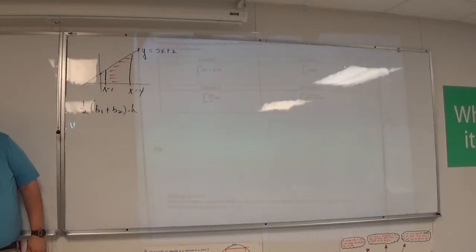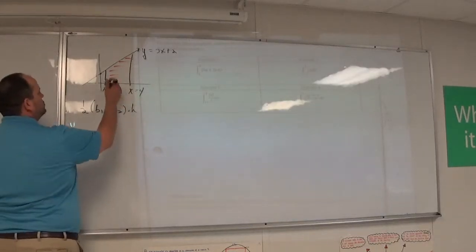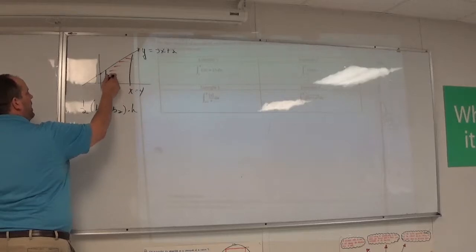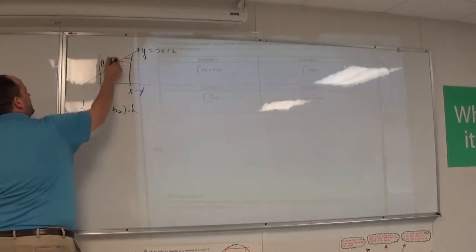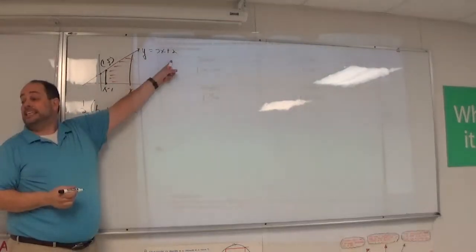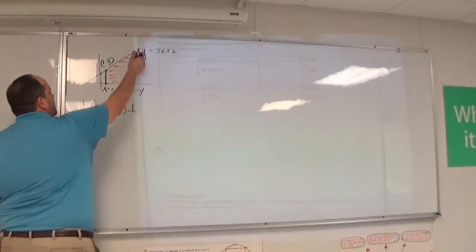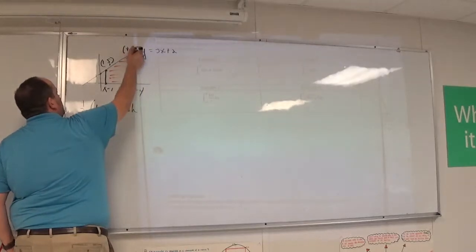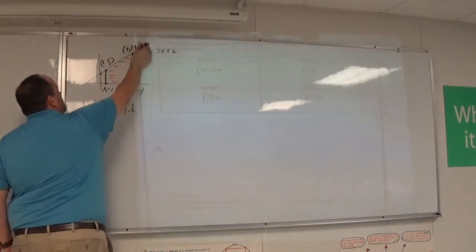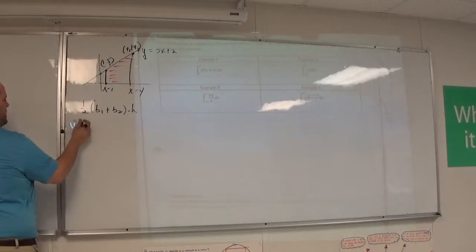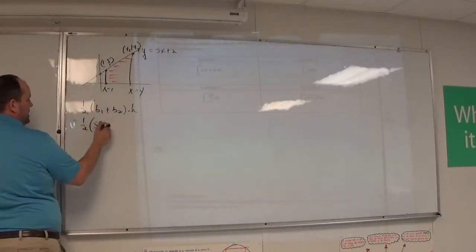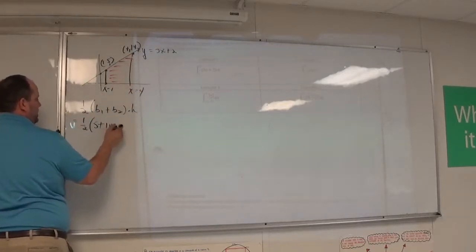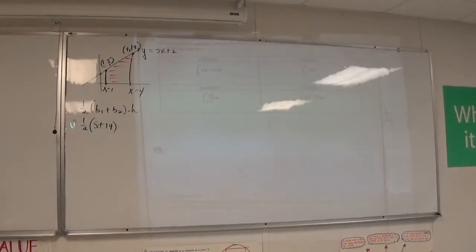Not 1 and 4. The bases, how do you determine the height of the base? You go up to that point on the curve. What are the coordinates there? 1, 5. I know that because this point's on the line. This guy over here? 4, 14. So my first base is how long? 5. The second base? 14. And the height, and I know it's confusing to say height.